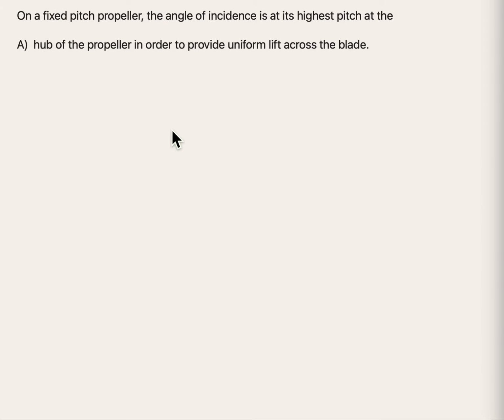On a fixed pitch propeller, the angle of incidence is at its highest pitch at the hub of the propeller in order to provide uniform lift across the blade. That is true. If you look at a propeller, you'll see the pitch angle is the sharpest closest to the hub. And at the tip of the propeller, there's less pitch because that's spinning faster in the air.